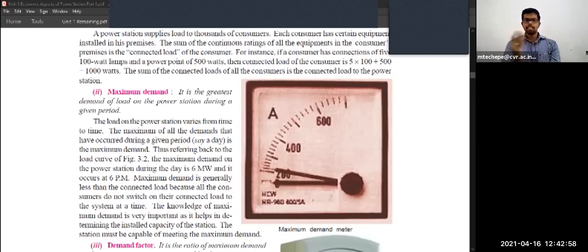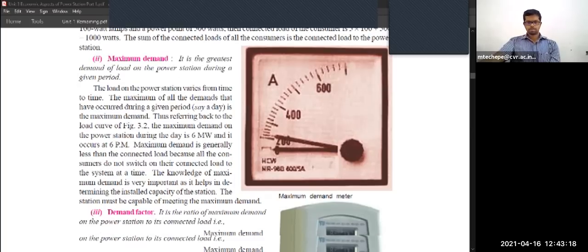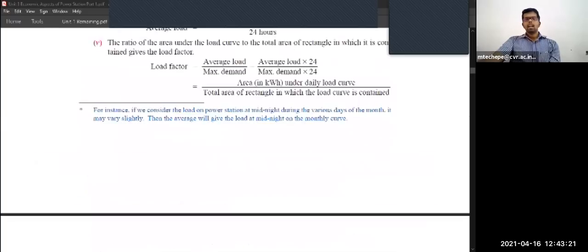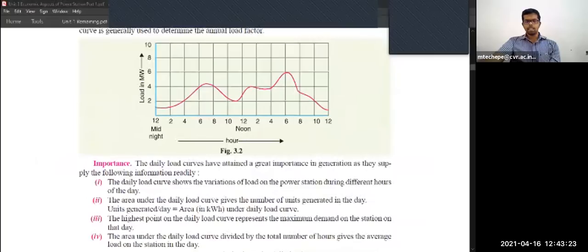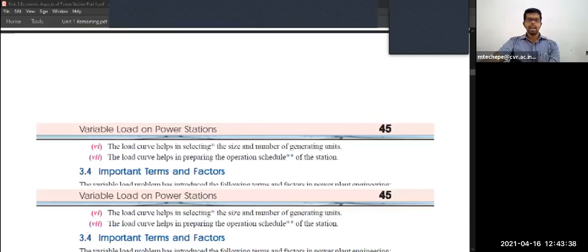Say the demand of a particular substation is 5 megawatt or 10 megawatt or 20 megawatt. So 20 megawatt is the maximum demand of that particular substation. Like that, you can easily analyze. Also by seeing the load curve, for example, this is the load curve of a particular substation, you can easily analyze the maximum demand of that substation.